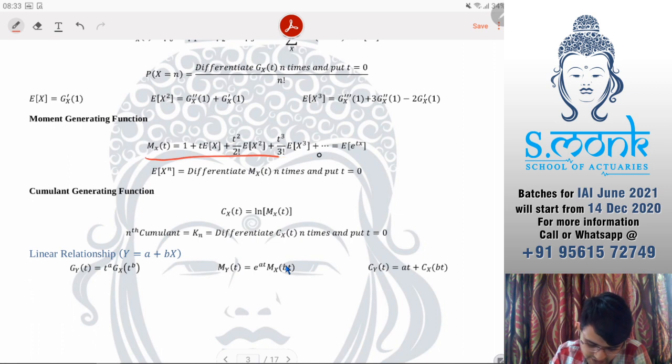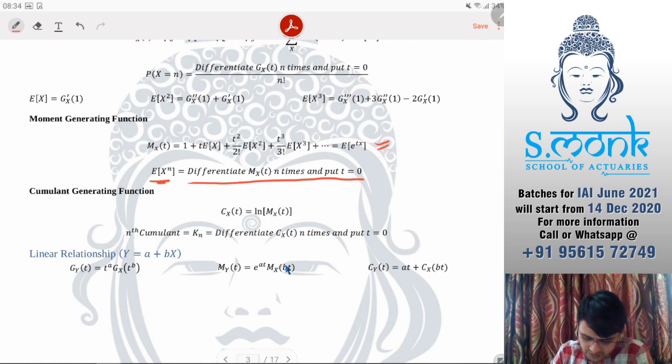If you expand, this is how you are going to get those values: 1 plus t times expected value of x, plus t square by 2 factorial expected value of x square, and so on. So you can find these values, expected value of x, expected value of x square, or you call them raw moments, or you just call them moments, by expanding this mxt, or you can find those values by differentiating. Differentiating mxt n times and putting t equals 0 gives you nothing but moments.